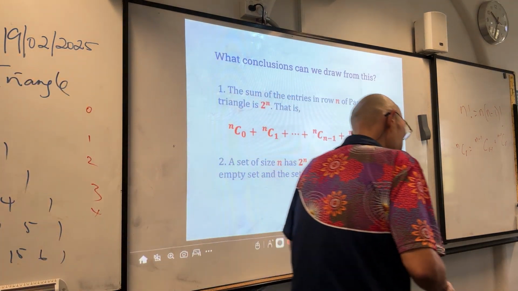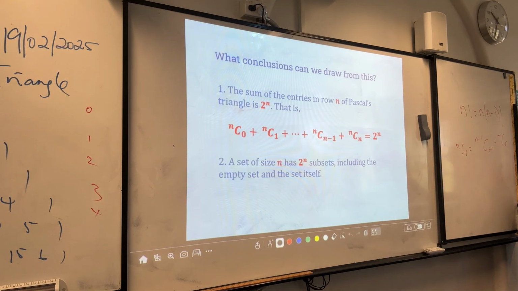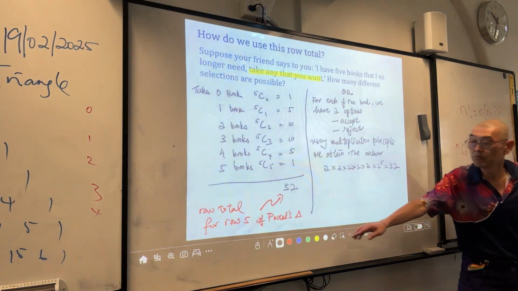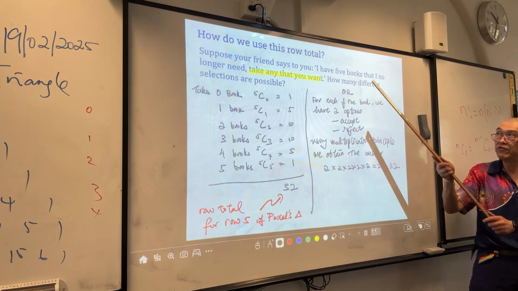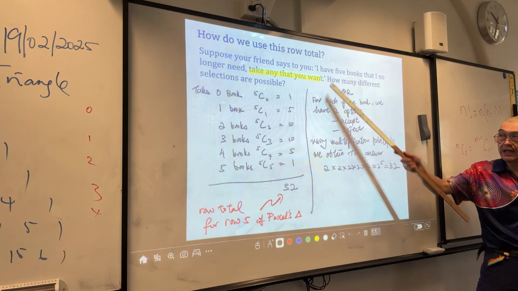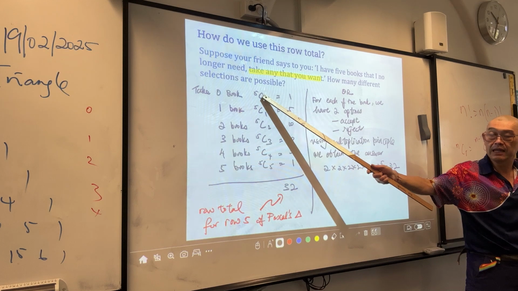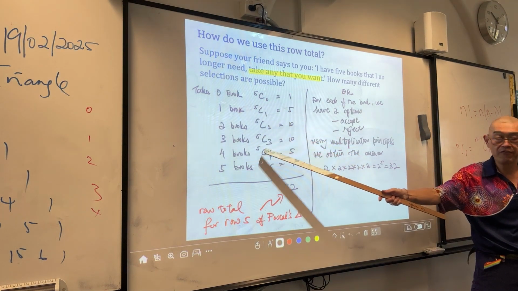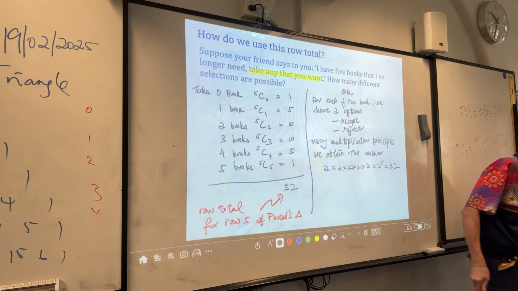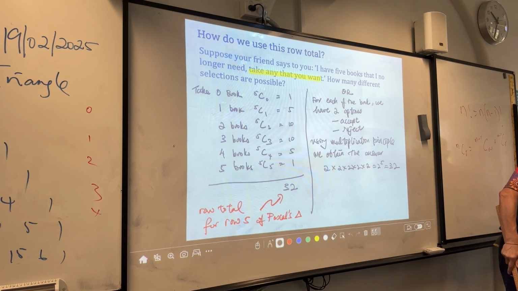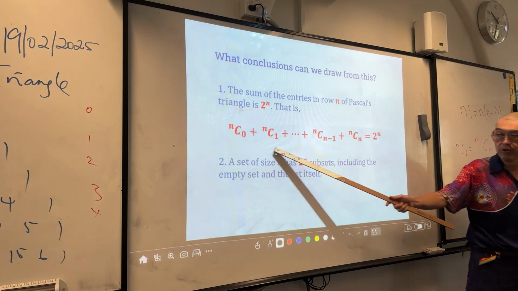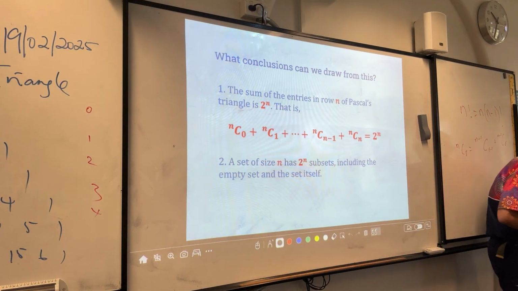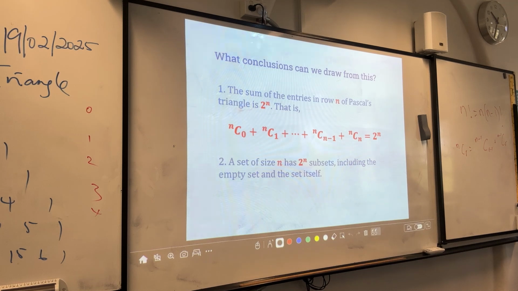So, back to the book. The whole set, you've got 5 books, 5 elements in there. So, the empty set has no element. Then sets with 1 element, 2 elements, 3 elements, 4 elements, and all 5. So the second one is important for you to know. A set of size n has 2 to the power of n subsets, including the empty set and the set itself.